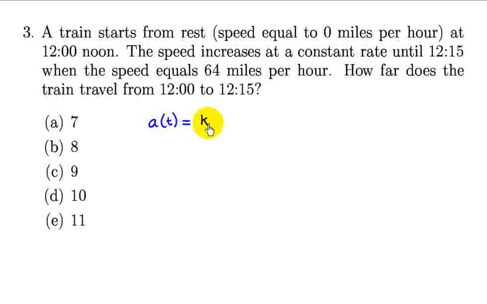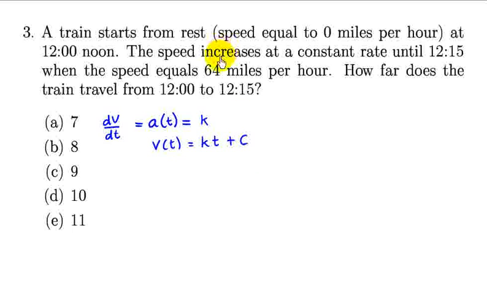Now remember that the relationship between acceleration and the velocity is that the derivative of the velocity is acceleration. Or you can put here that acceleration is dv over dt. So we want to find a function such that if we take the derivative of that function, we get back k. And what is that function? It is kt plus another constant.